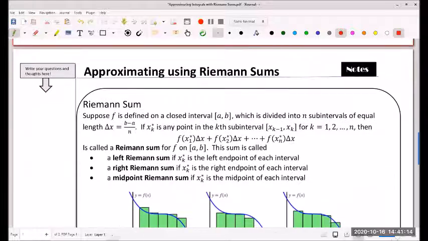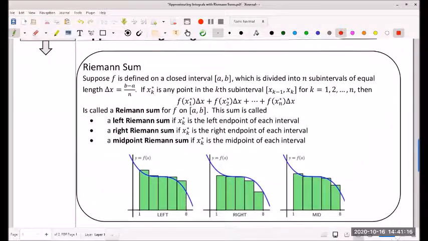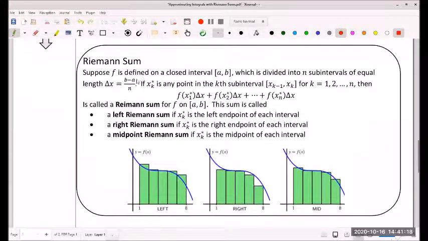Okay, so this leads us to this idea of the Riemann sum. So f is a function. It's defined on some closed interval between a and b, and we divide it into n subintervals of equal length, these regular partitions, if you will. We take the delta x, which is b minus a, divided by n. That's the base of each of the rectangles.